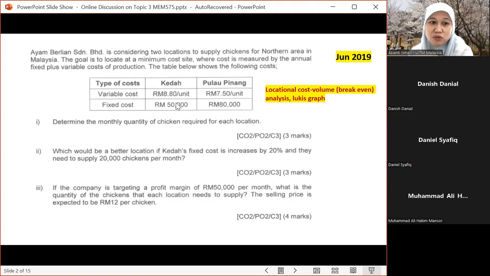And which would be better if Kedah's fixed cost is increased. So they change the fixed cost for Kedah, 50,000, increased by 20%. And they need to supply Q equal to 20,000. So we need to do the calculation. And the third one, they give us the profit margin and the selling price of the chicken, RM12 per chicken. So they want us to find the quantity of chicken in each location, so we need to find the Q from this formula. Okay, so we know what technique to use and what the information is.